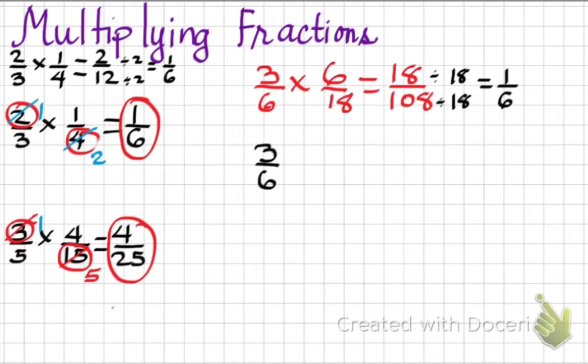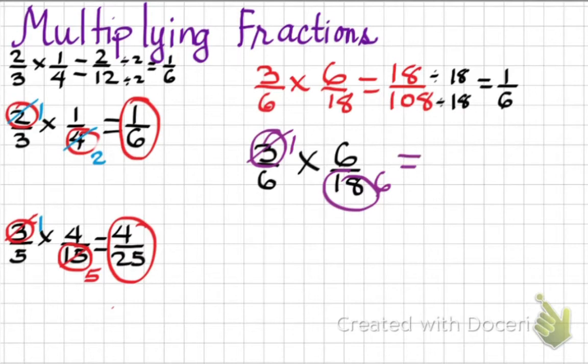Let us try to rewrite 3/6 times 6 over 18, solving with the other method. We can look for a number in the numerator and in the denominator that share a common factor. So we have here 3 and 18. They're both divisible by 3. So I'll just cross out here. 3 divided by 3 equals 1, and 18 divided by 3 equals 6.